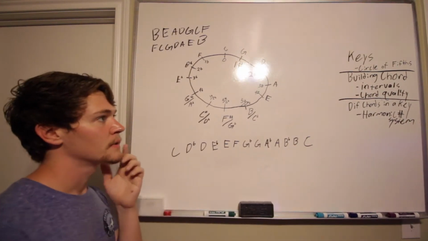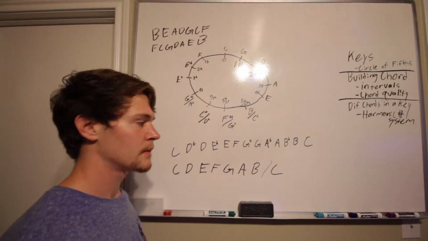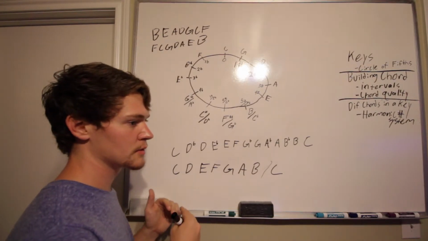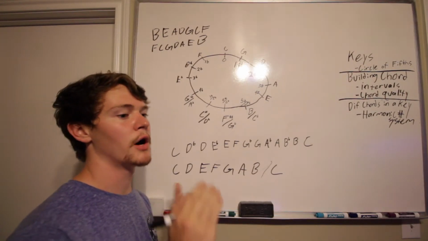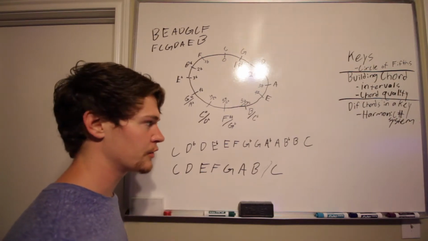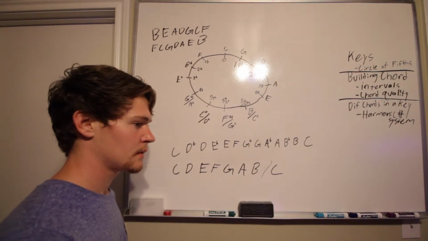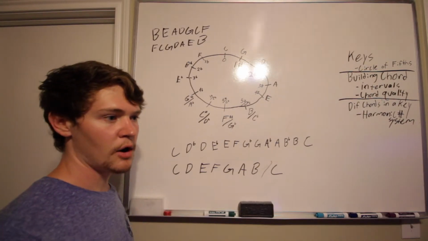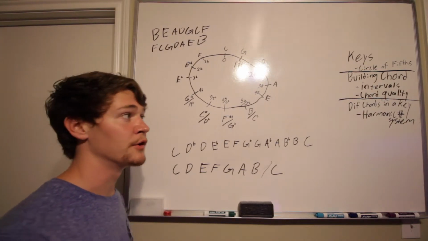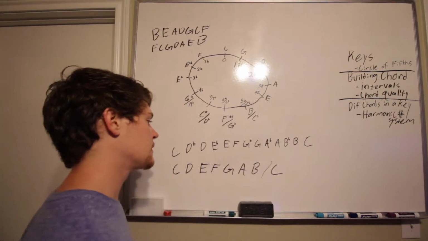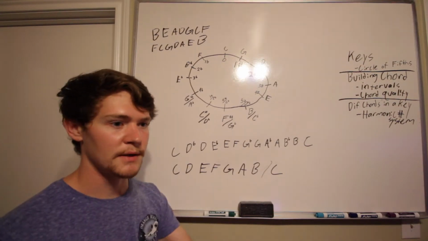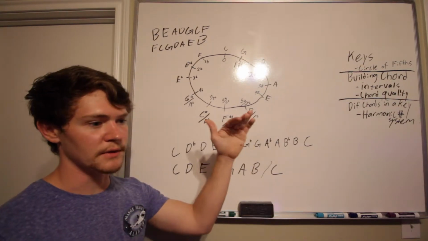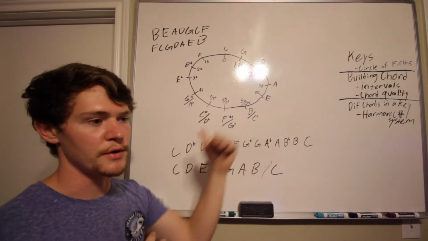An interval is one note compared to another note, and usually it's interpreted through keys. All keys have 7 notes, and your intervals are based off of these 7 different notes within a key.